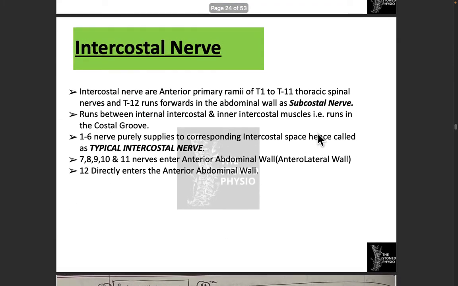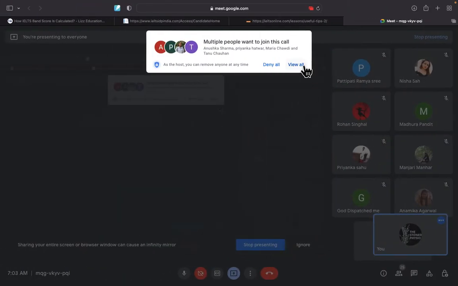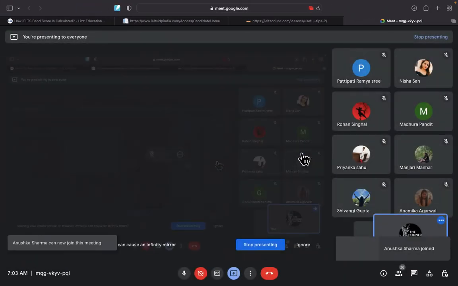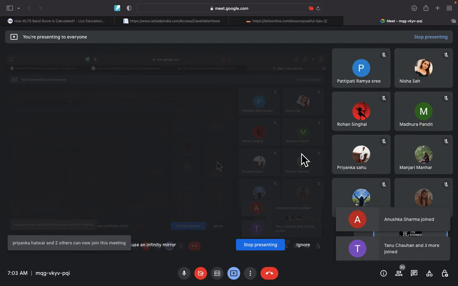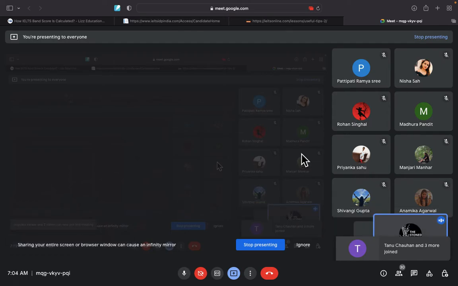Now let's talk about the intercostal nerves. As we discussed in the previous classes as well, there are certain nerve roots, like we talk about nerve root, let's say C1, C2 or C3, C4. I hope everyone is aware of the terms myotome and dermatome.